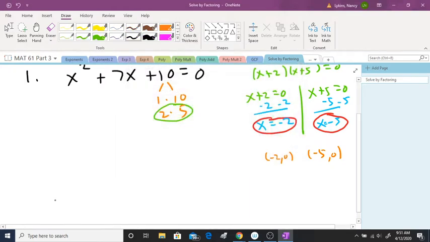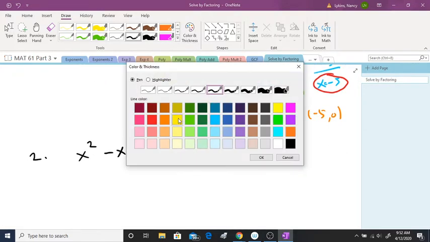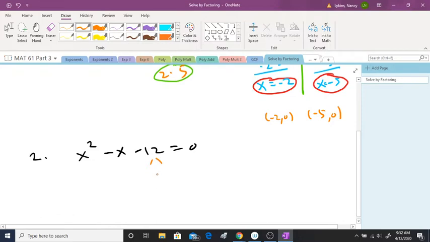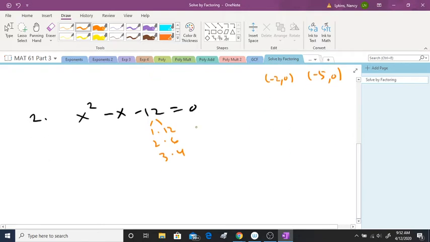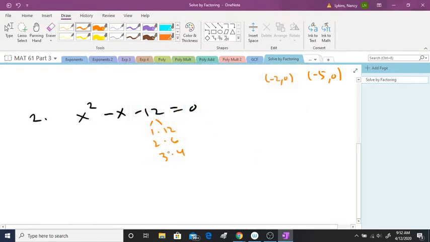Now, second example. X squared minus x minus 12 equals 0. One and 12, 2 and 6, 3 and 4. So since it's a minus 12, that means I'm going to subtract to get my middle term, which is -x or -1. So which two numbers can you subtract to give you a -1? Right here, 3 and 4.